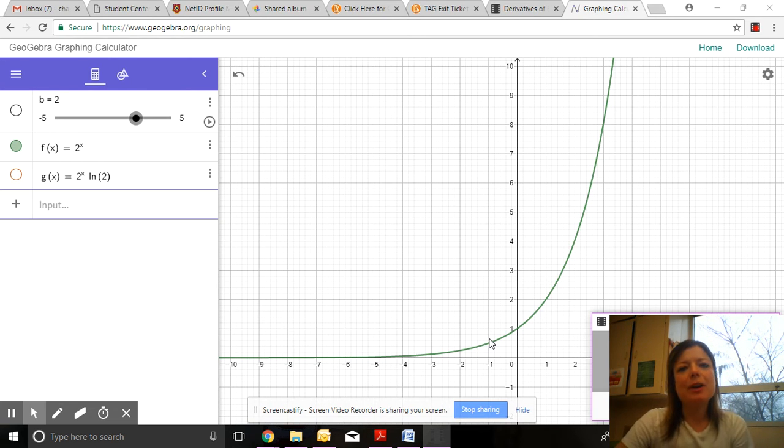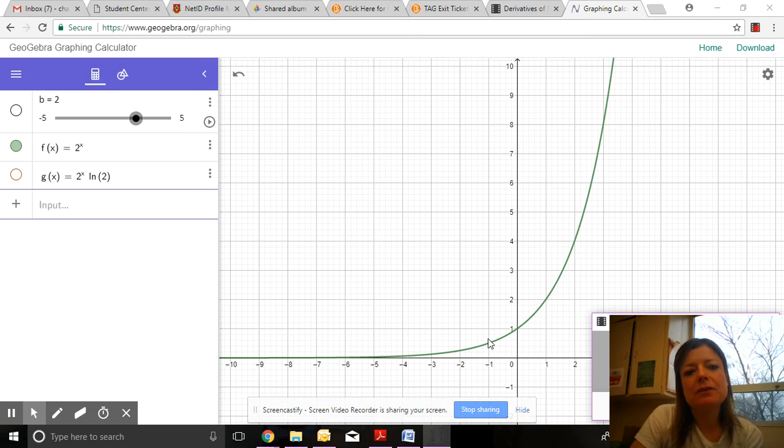Hi, everybody. Now we are moving on to the derivative of f at x equals b to the power x. So in this case, b is actually a number, whereas e was a specific number. B is representing any number for the base, really any number other than e.